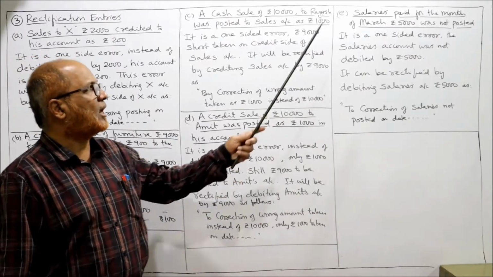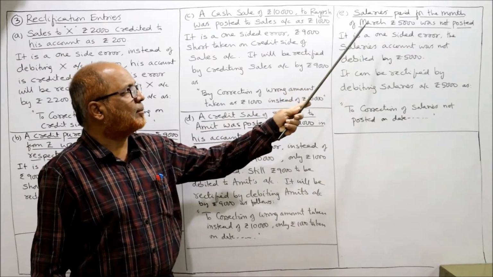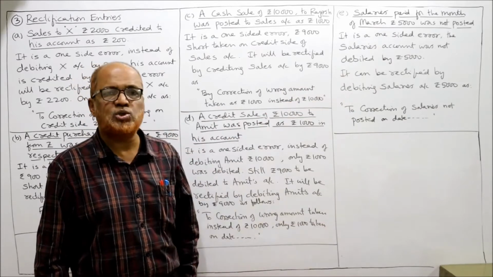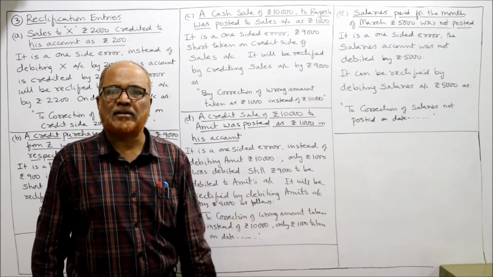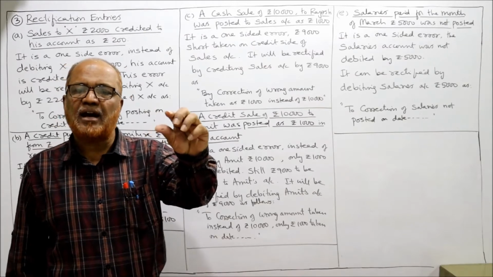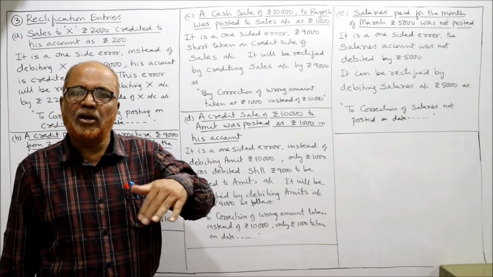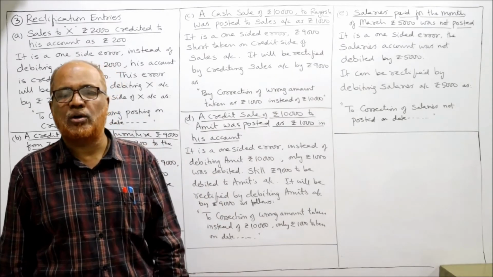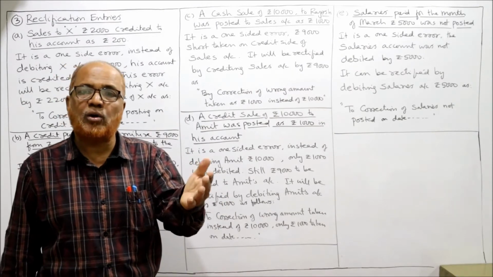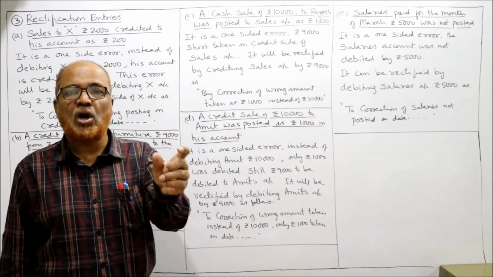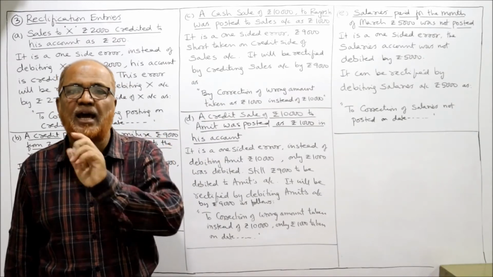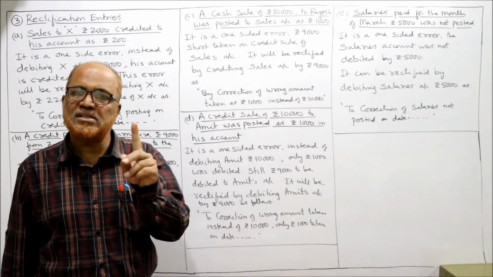That's it. Now last one. Salaries paid for the month of March 5,000 was not posted. Salary paid. The entry will be salary account debit to cash. So salary paid not posted to that account, not posted to the account. To the account means salary account. It is not posted to salary account. That is the meaning. So it's a one-sided error.